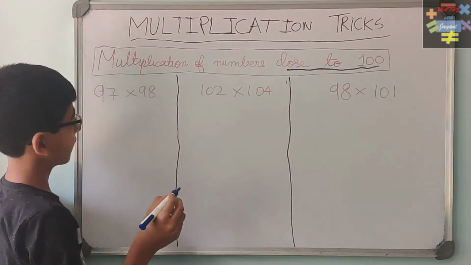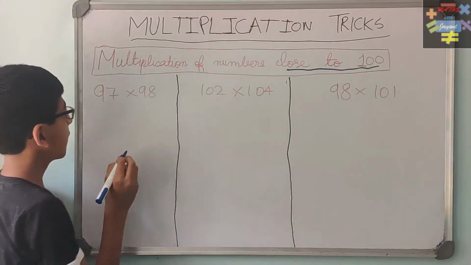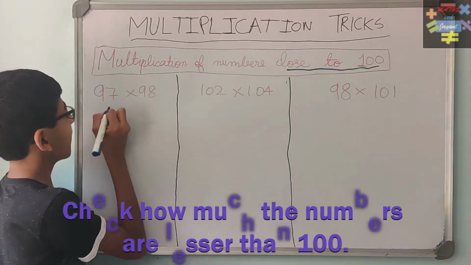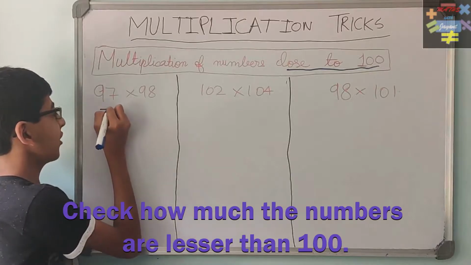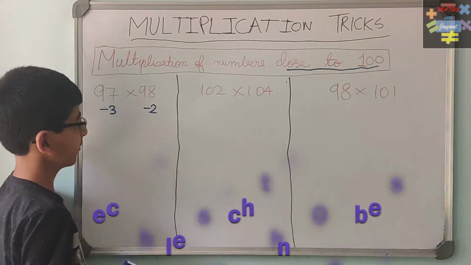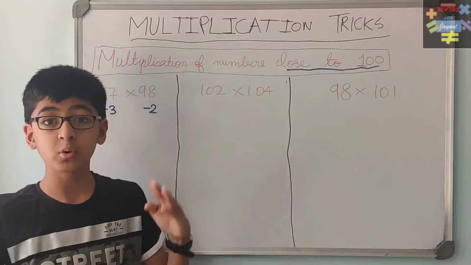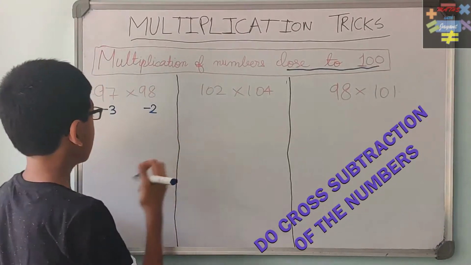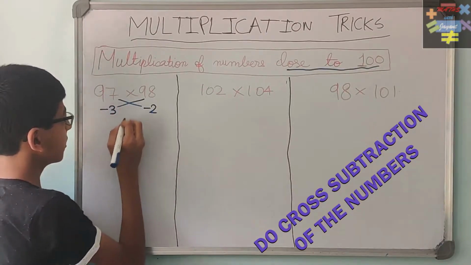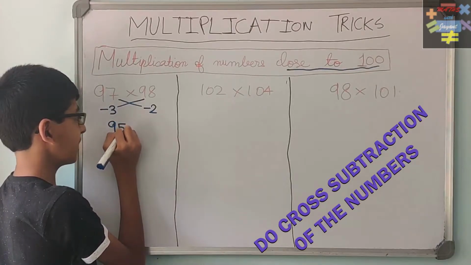First let us start with our first type, where both the numbers are lesser than 100. So, step 1. We need to check how much less this is from 100. 97 is 3 lesser than 100. 98 is 2 lesser than 100. This was our step 1. Second step, we have to do cross subtraction. Like, we will either do 98 minus 3 or 97 minus 2. Any of them we do, it will give us the same answer, 95.